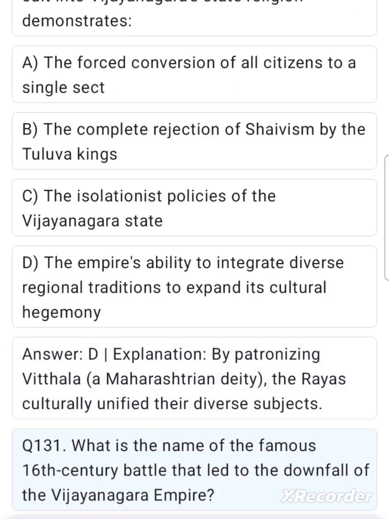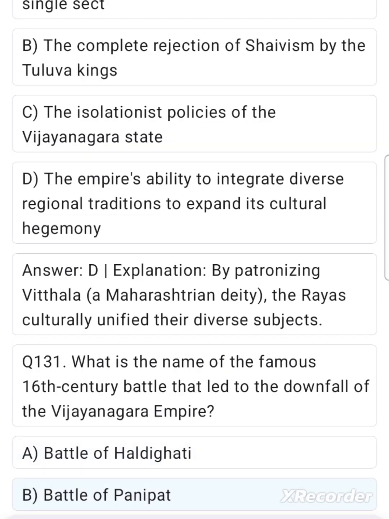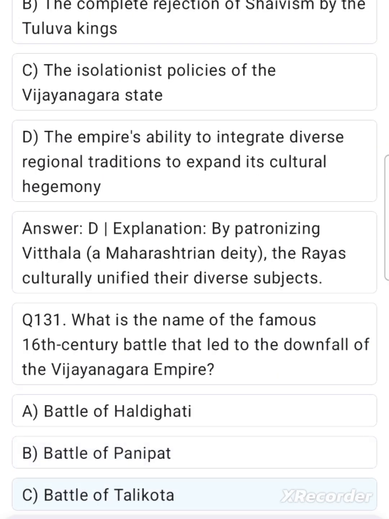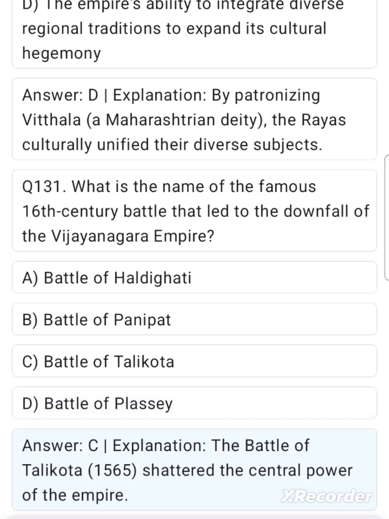Q131. What is the name of the famous 16th century battle that led to the downfall of the Vijayanagara Empire? A. Battle of Haldighati. B. Battle of Panipat. C. Battle of Talikota. D. Battle of Plassey. Answer: C. Explanation: The Battle of Talikota, 1565, shattered the central power of the empire.